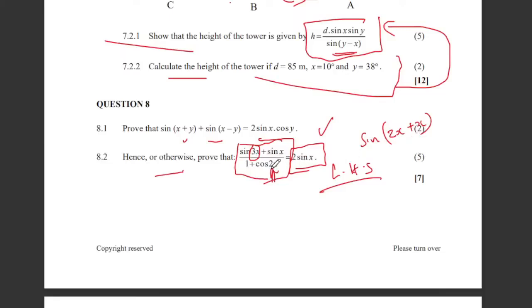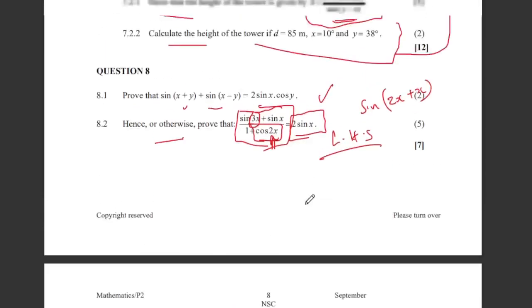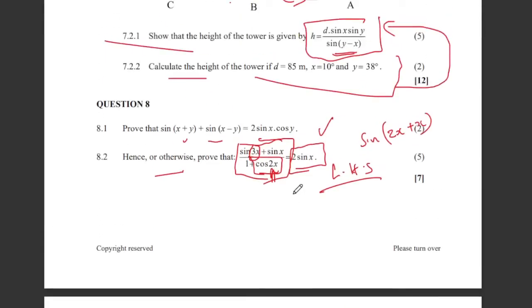Find the compound, the double angle of the cos 2x. But since our right hand side is having just a sine, just change this cos into the double angle that has a sine. Factorization might be involved, and then solve that. So guys, that's the trig, okay?